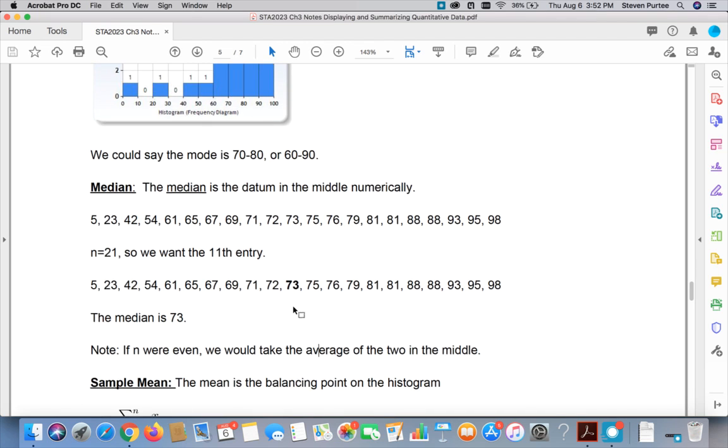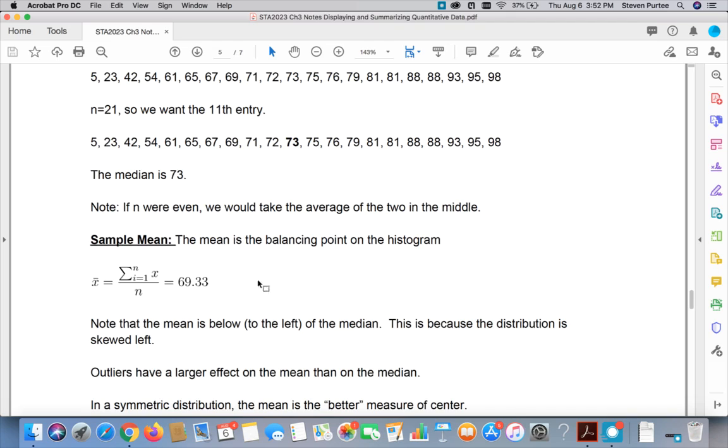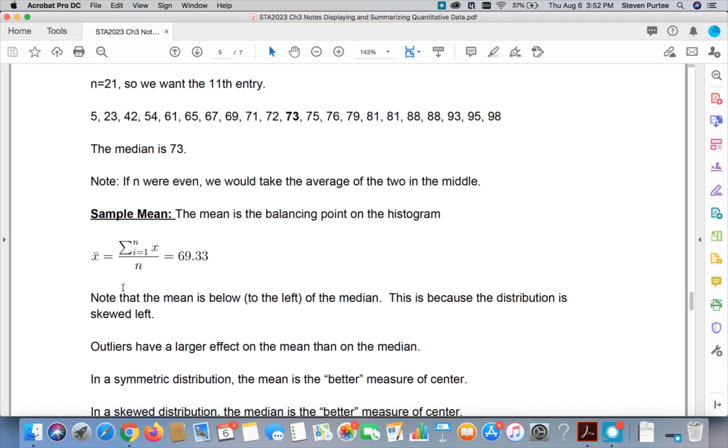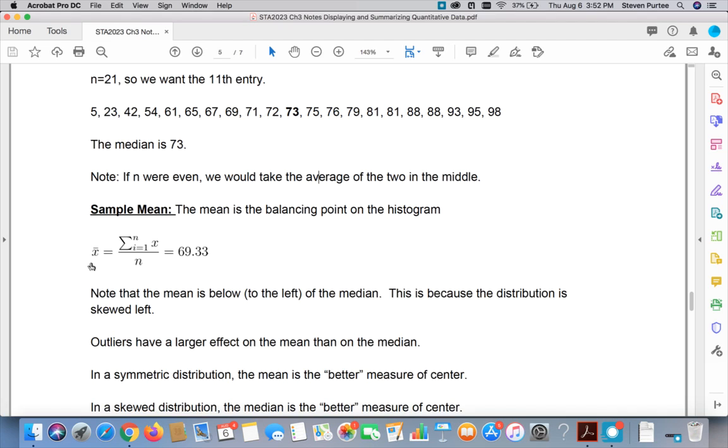That's my median. Next, we have what we call the sample mean. This is the average that you learned in 7th grade. So here's a bunch of mathy notation. This symbol, write this down in your notes. Sample mean is the symbol X bar. That's X with a little bar on top of it. And that's how we pronounce that. We call that X bar. And that will always mean the sample mean.